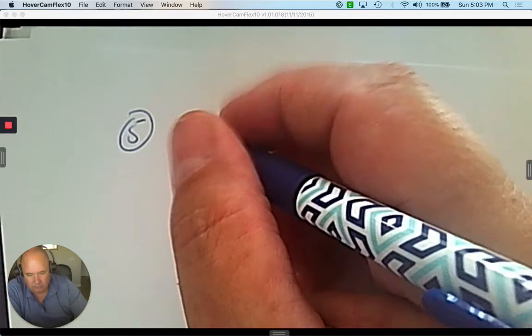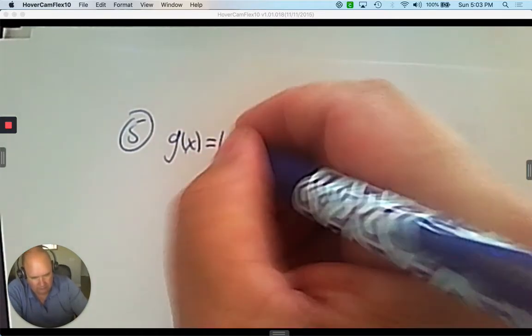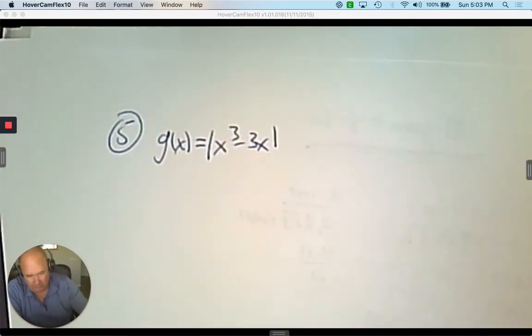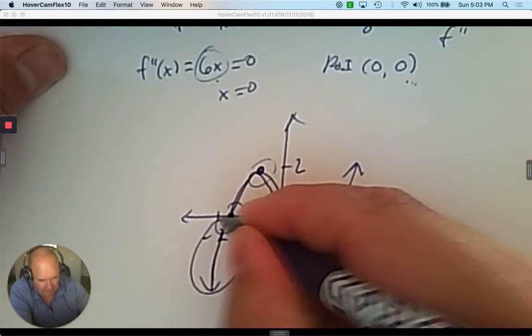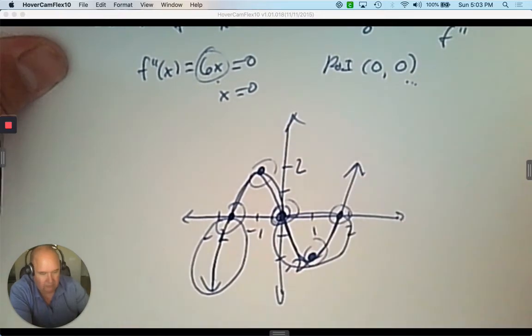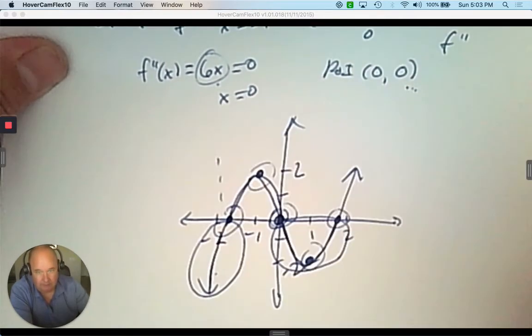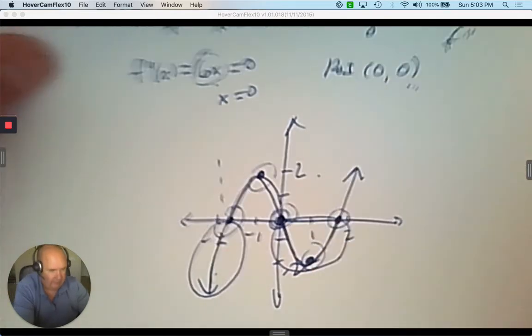Number 5. And number 5 says, without using a calculator, graph g of x, the absolute value of x cubed subtract 3x. Now we just did this graph here, so I'm going to come back here. If you're going to do the absolute value part, whatever is underneath, it's just going to be reflected up. So this part is going to be reflected up. And here, this turning point will turn into 1, 2 over on the other side.